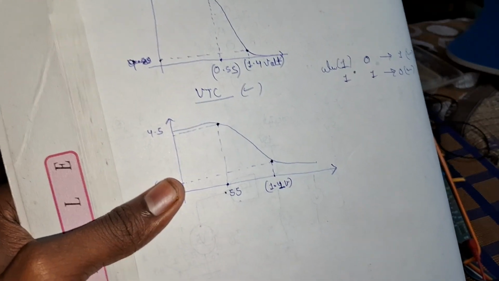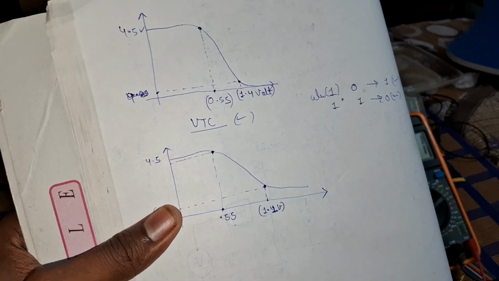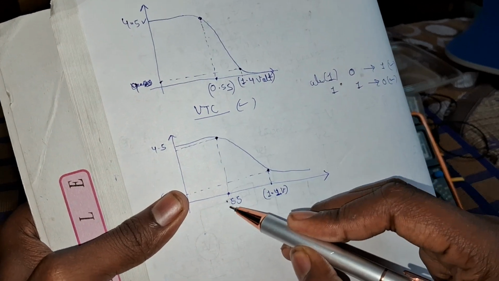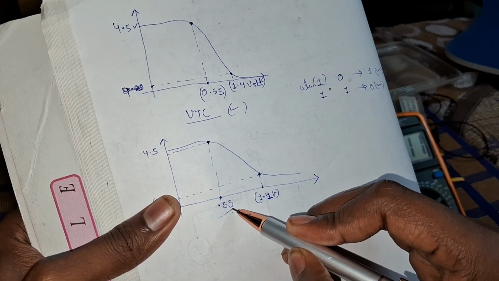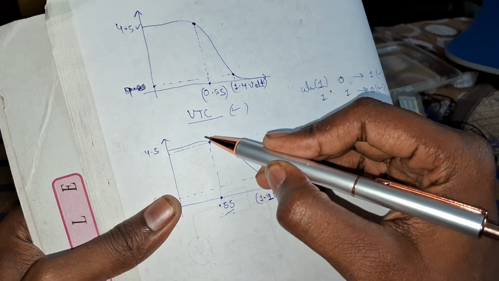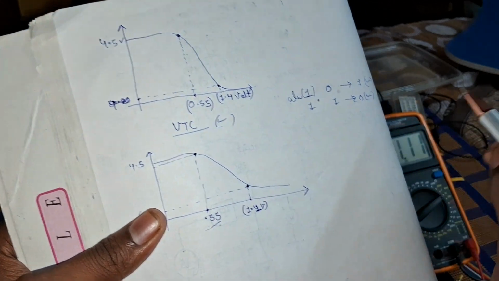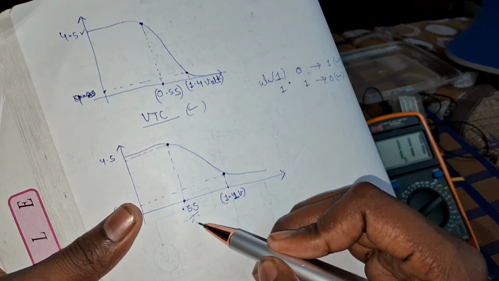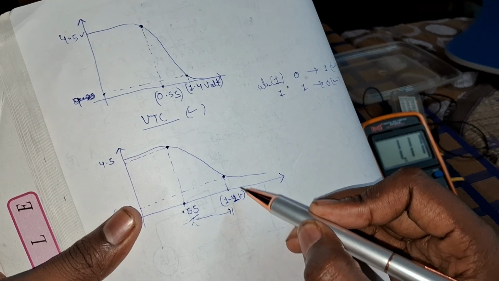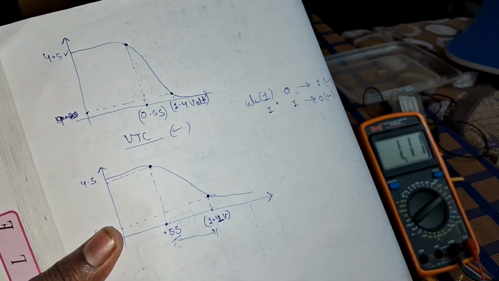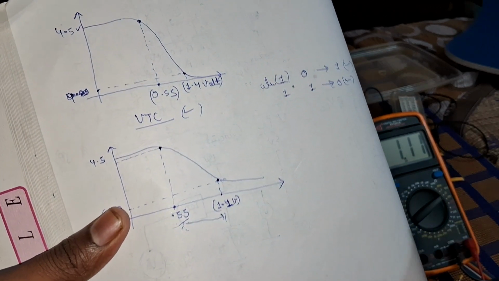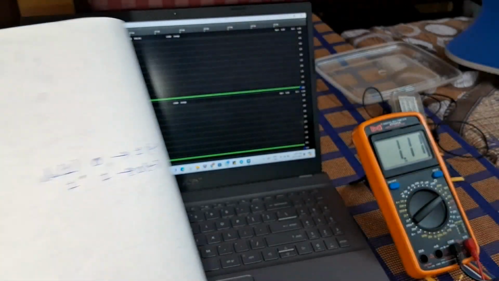In the final conclusion, we get this kind of VTC curve. At 0.55 volts input, the output voltage is about 0.425, and when we change the input to 1.1, the output goes down toward 0. So that is the VTC curve of this NAND gate.